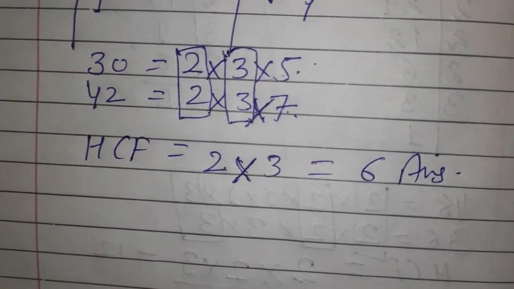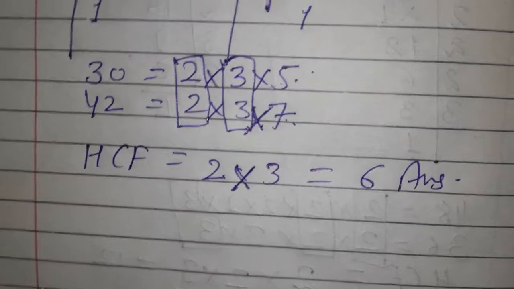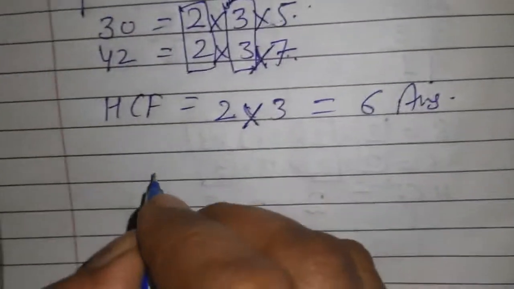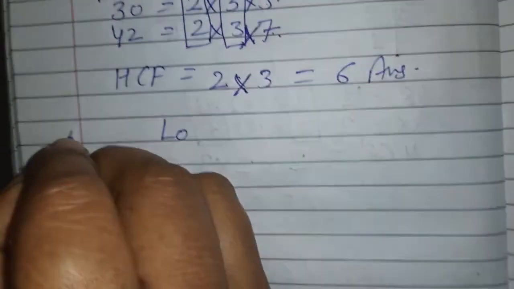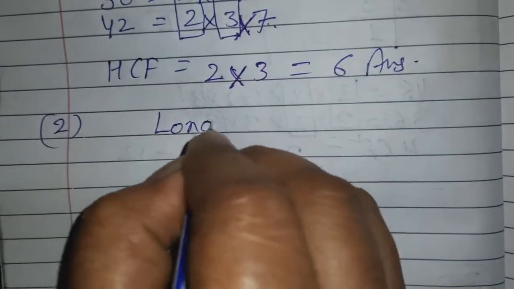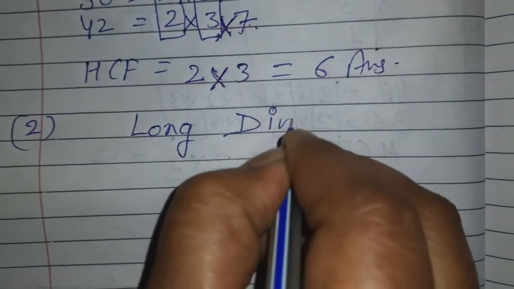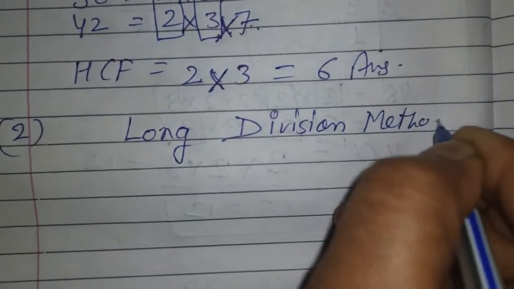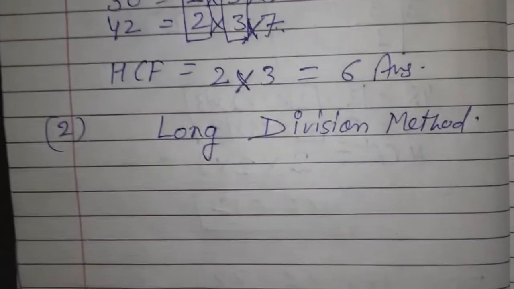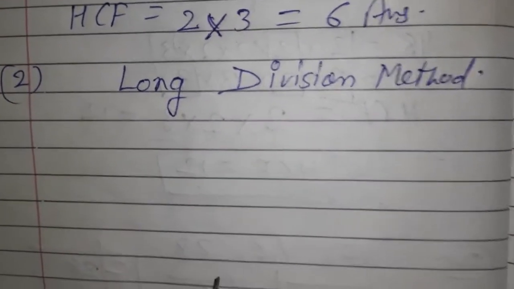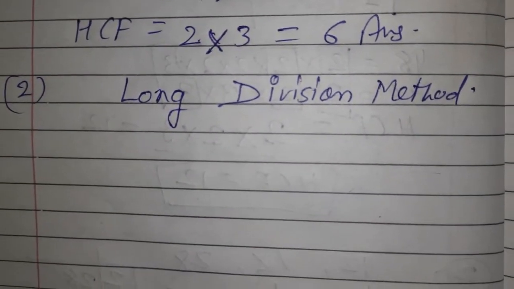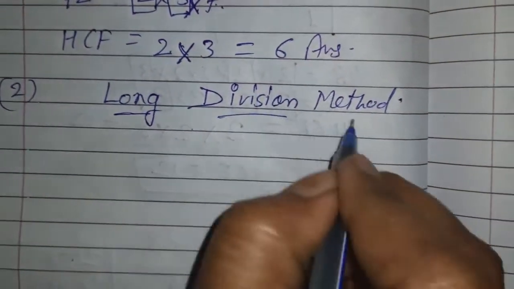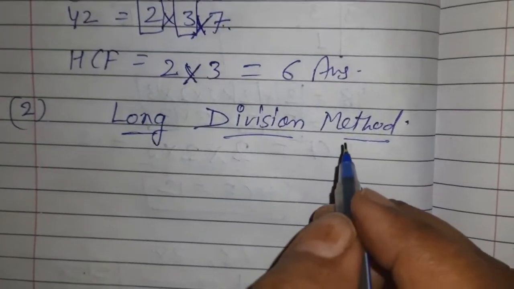Okay. Now students, one more method is there, that is called the long division method or division method. So the second method, long division method. Now with this method you can very easily find the HCF of any large numbers if given. So let us see how to find the HCF by the long division method.